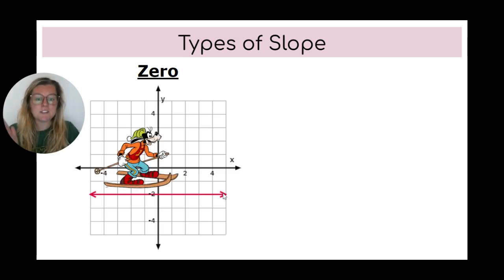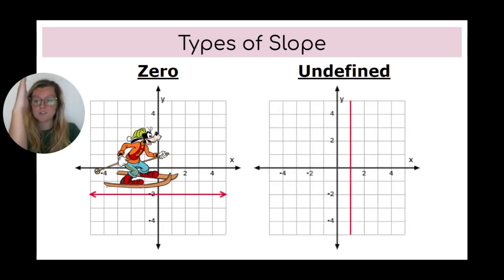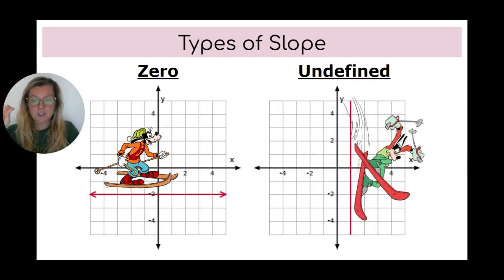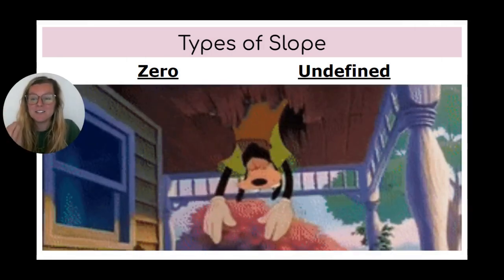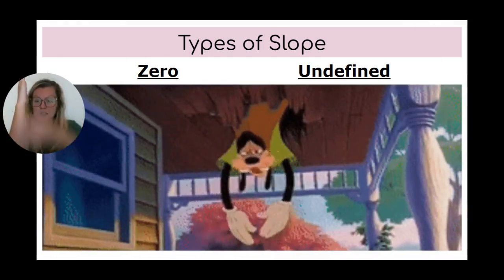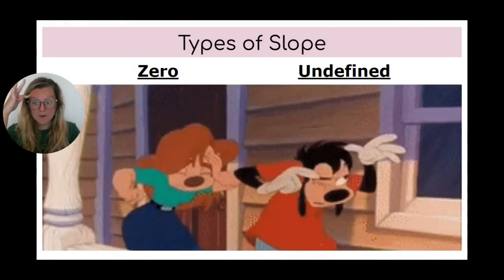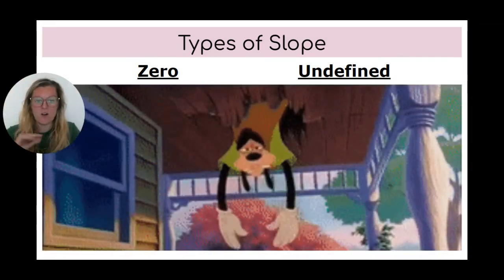And this next one is going to be called undefined. Undefined is when you have a vertical line up and down. And I want you guys to remember this. So here's Goofy, and he is literally going to fall to his death. That is going to be undefined. So undefined means you're going up and down. I want you to remember this video of Goofy falling all the way down.